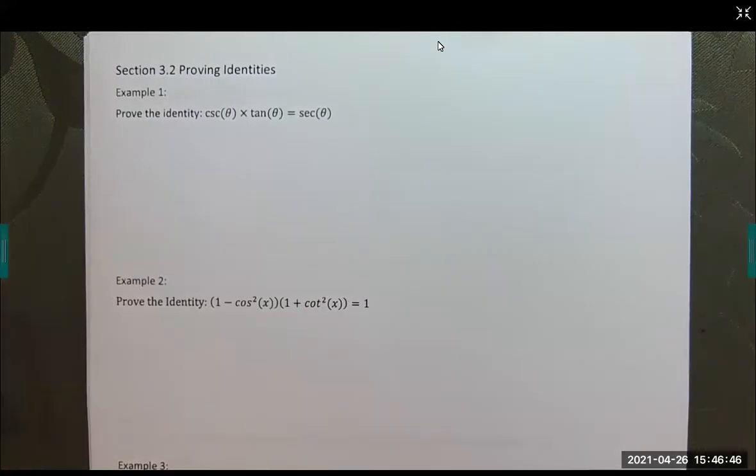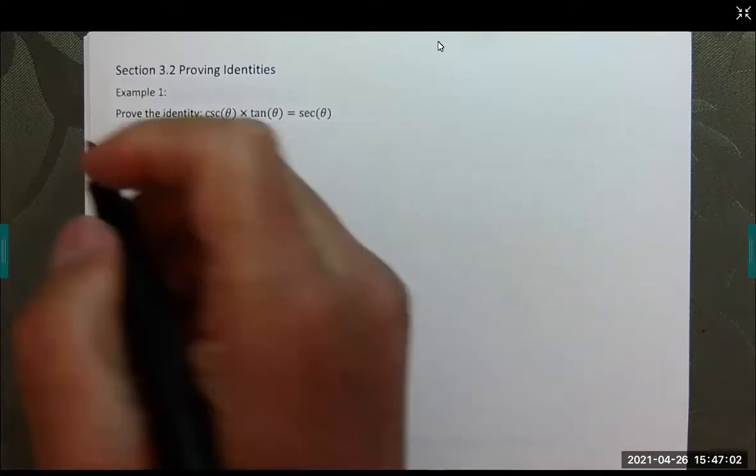A very common trick that I like to use is break everything into terms of sine and cosine. And sometimes stuff will cancel out. Sometimes it'll make a clear direction on where you're supposed to go with that. For this first one, I'm going to start with the left-hand side.